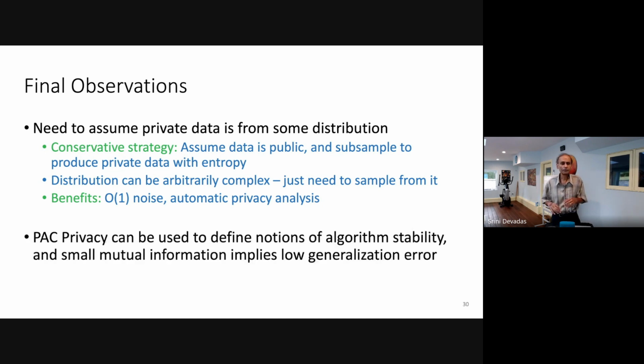But I want to leave you with this bigger idea, which is this connection between algorithm stability and privacy. And privacy can be measured and packed using small mutual information. And then the connection to stability and generalization error is separate from security, but there's that connection as well, right? So what I want to leave you with is this thought.